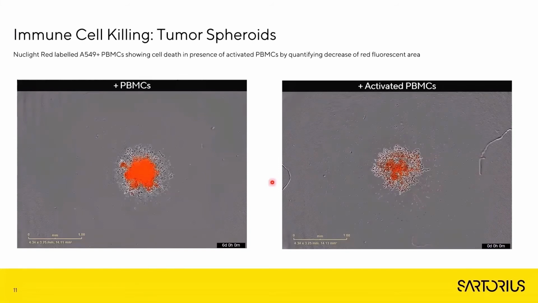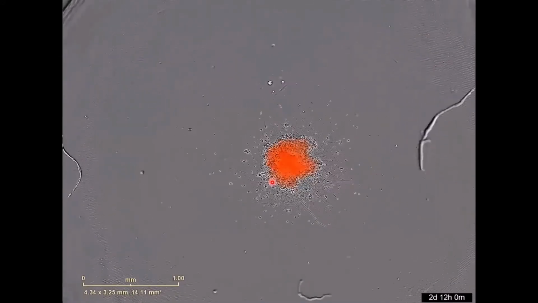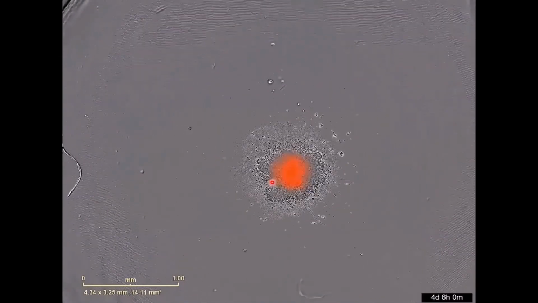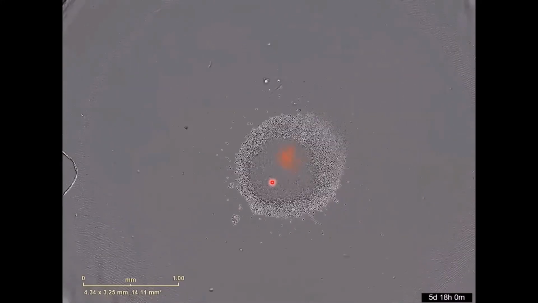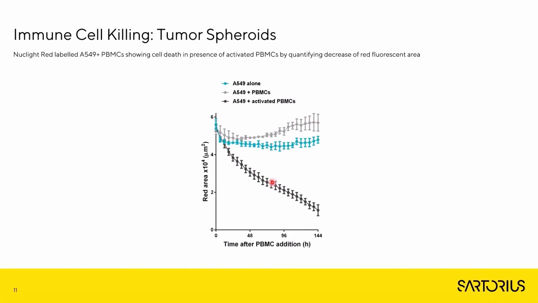However, when the cells are cultured with activated PBMCs, we see something quite different. We see that red fluorescence signal start to drop off and diminish over time as those cells are being killed by the activated PBMCs. And we can then plot this information, and we can show this decrease in red fluorescence intensity following addition of activated PBMCs.